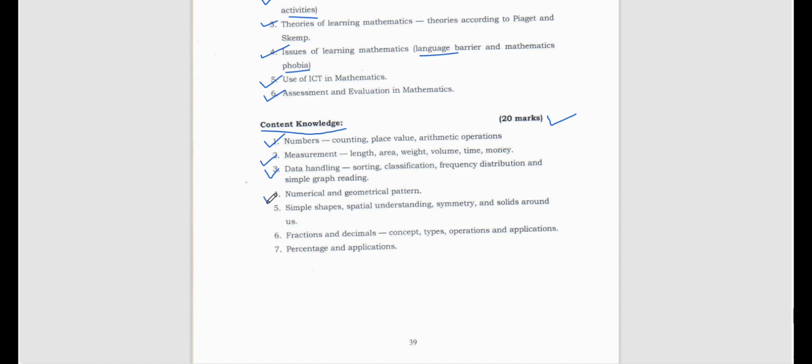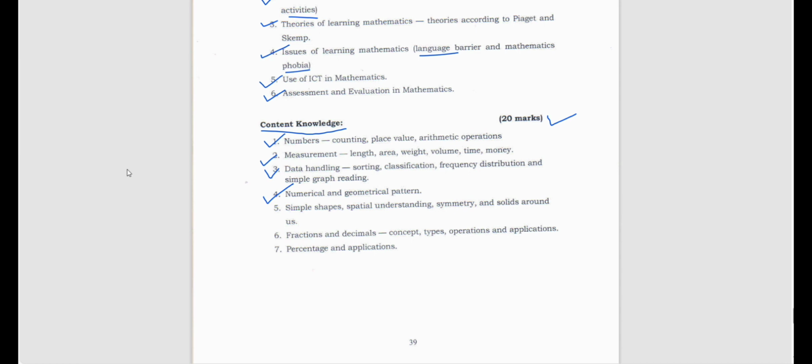Then we have numericals and geometrical patterns. We do numericals, right? Even in science we are doing numericals, in physics especially, in chemistry as well, even in biology. Whenever you are studying genetics, you will do calculations, right? Monohybrid cross, dihybrid cross, phenotypic ratio, genotypic ratio.